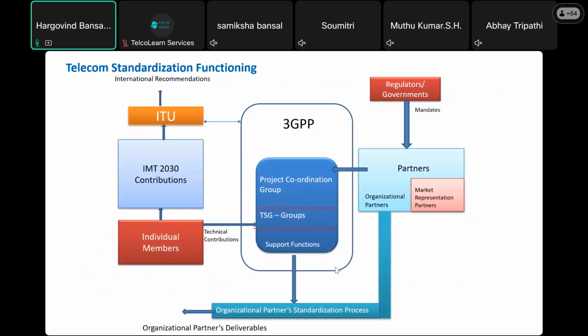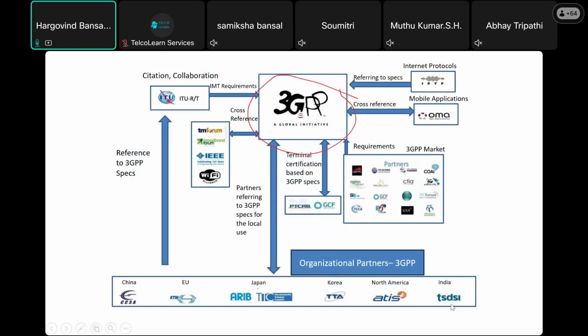Okay, when we talk about these standards, I'm talking about 3GPP. 3GPP is the main central body; you can see a rough diagram here. 3GPP is the Third Generation Partnership Project, which has organization members and organization partner members from different countries. There are seven partners. Let me show you a little here. These are the partners: China, EU, Japan, Korea, North America, and TSDSI. We are engaged with TSDSI.